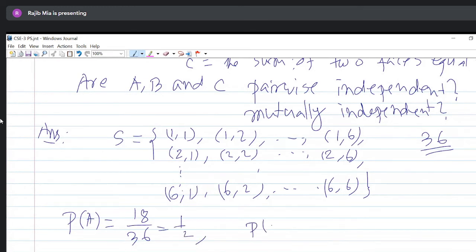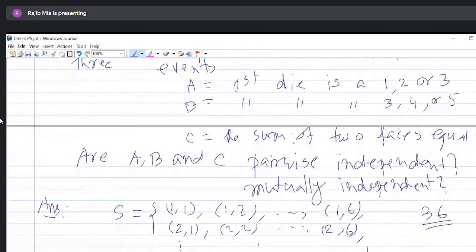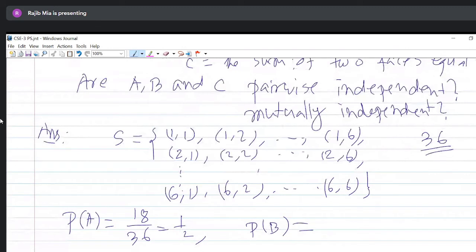Similarly, probability of B: again the first die is 3, 4, or 5, so again 6 plus 6 plus 6, 18 outcomes in B. So this is 18 by 36, again half. Now what is the probability of C? 1 by 9.